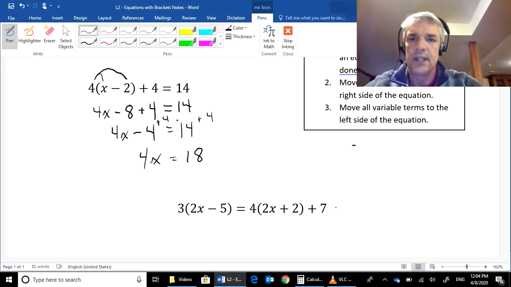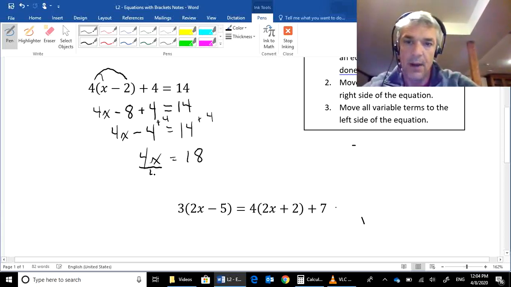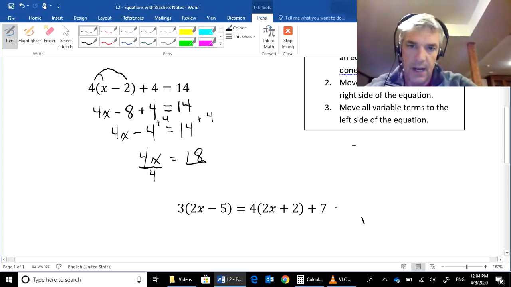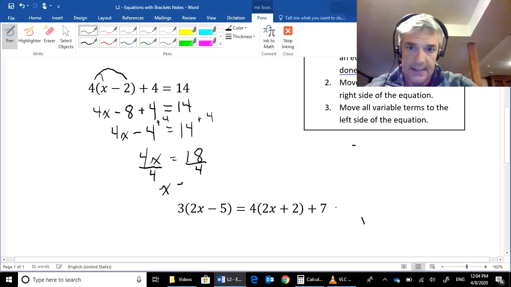You'll notice that I have 4 times x equals 18. Well, I want to get rid of the 4 in front of the x. That's 4 times x, so the opposite of times is divide. So I'm going to divide by 4, and I'm going to divide by 4. This leaves me with x on this side because 4 divided by 4 is 1, and we don't write the 1 out front. x equals 18 divided by 4.